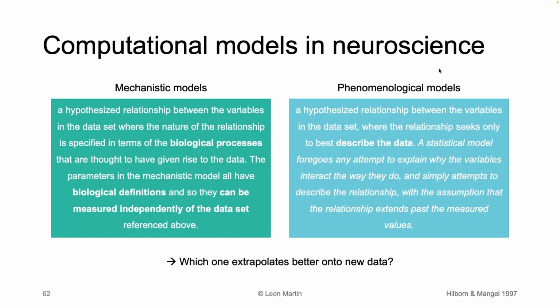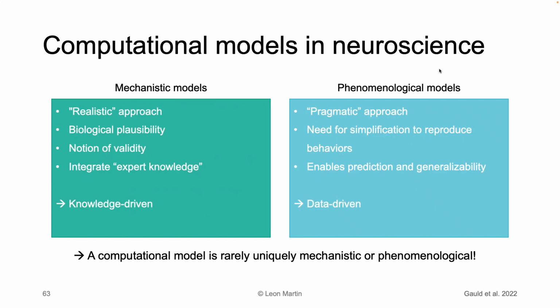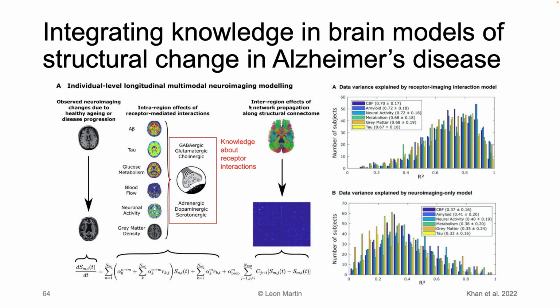So what is the difference between a mechanistic model and a phenomenological model? I won't read that, so you can read it on your own, but it's about biological processes in the mechanistic model, and you can measure those concepts independently of the model. In phenomenological models, the relationship seeks only to best describe the data, and you cannot measure it independently of the data set. So the question is which one extrapolates better onto new data, or which explains your research questions better.